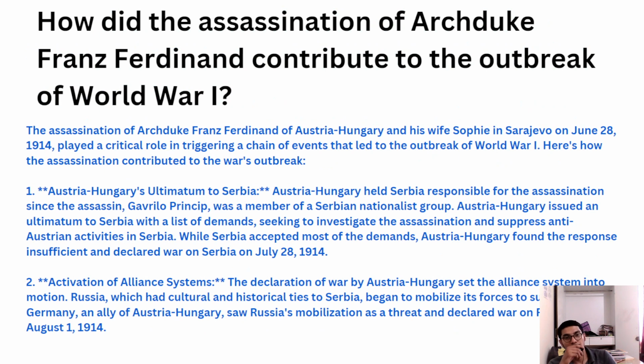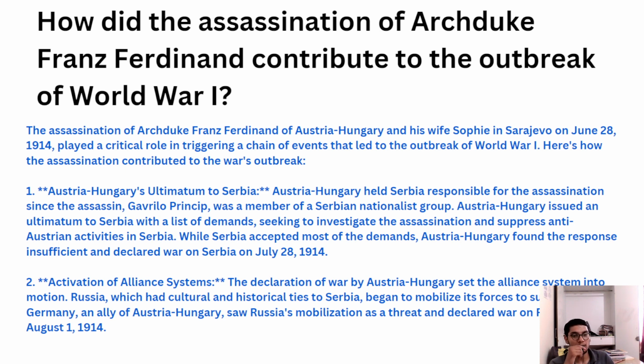How did the assassination of Archduke Franz Ferdinand contribute to the outbreak of World War One? The assassination of Archduke Franz Ferdinand of Austria-Hungary and his wife Sophie in Sarajevo on June 28 played a critical role in triggering a chain of events that led to the outbreak of World War One. Here is how the assassination contributed.